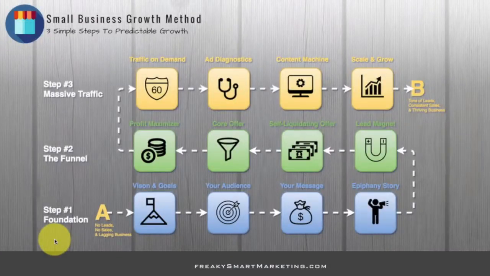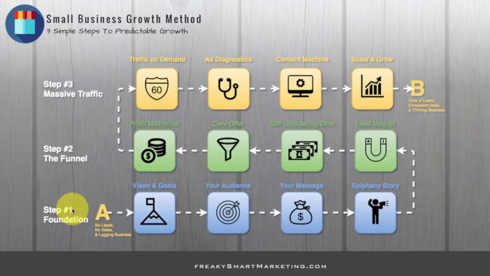So here we are at the Small Business Growth Method Roadmap, which is 3 simple steps to predictable growth. We're going to start down here in the lower left corner at step 1 with the foundation. The foundation is represented along the bottom here in blue. Then we move to step 2, the sales funnel, represented in green. And then we go to step 3, the massive traffic floodgates, represented in yellow.